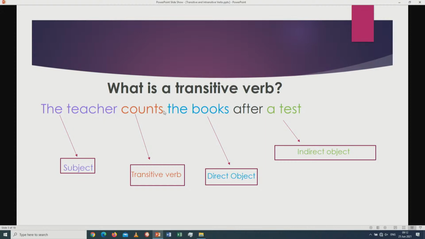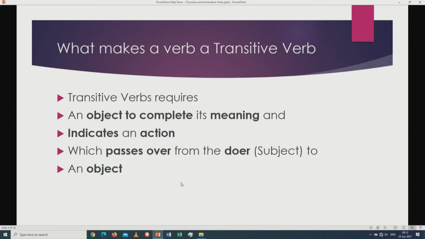The teacher can also count a test. That will be your indirect object because it doesn't follow your verb directly. Right. Now we want to know why this verb is called a transitive verb. Let's see if we can explain that. What makes a verb a transitive verb? A transitive verb, number one, requires an object to complete its meaning and is an indication of an action which passes over from the doer, the subject, to an object.